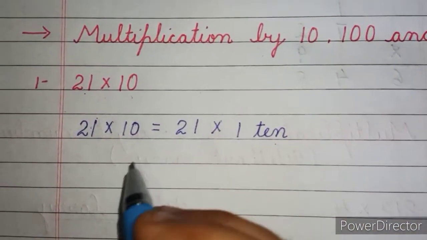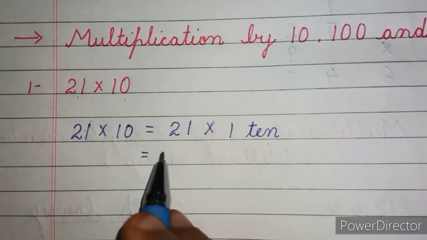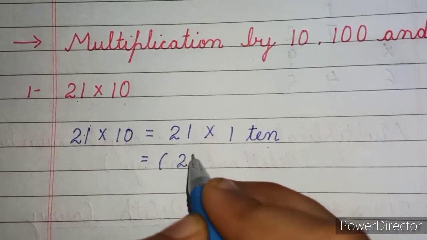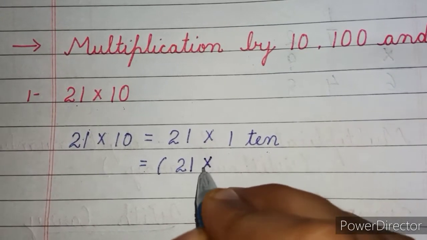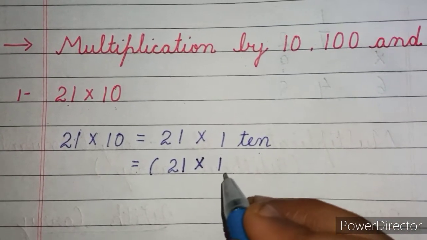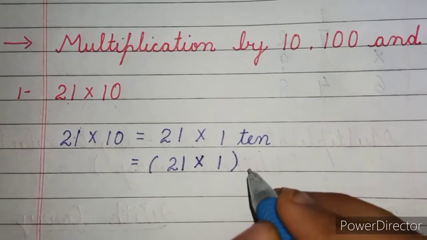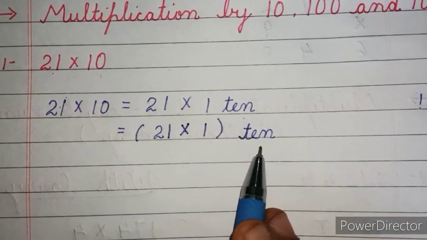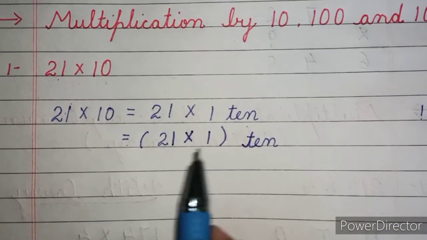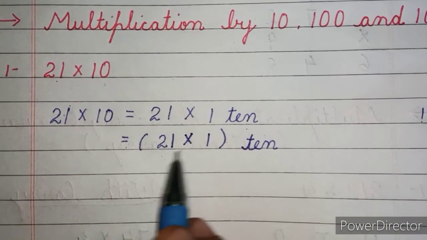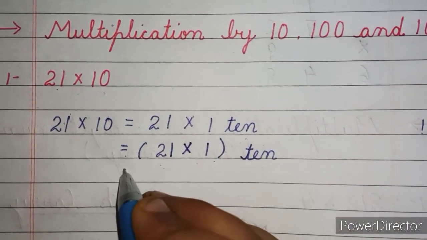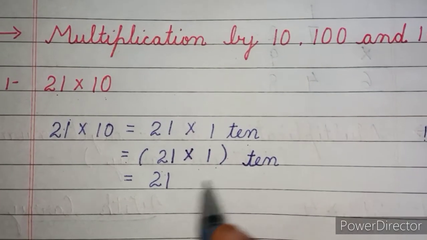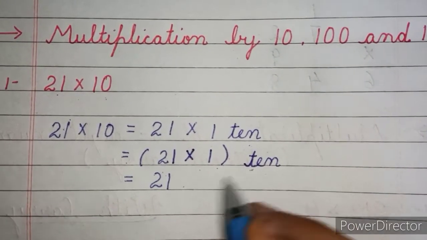Clear? Now put is equal to, in bracket we have to write 21 multiplied by 1, bracket close, and write here 10. Okay, so children, now multiply. Let's multiply 21 ones are 21. So write here is equal to 21 tens. This 10 right here.